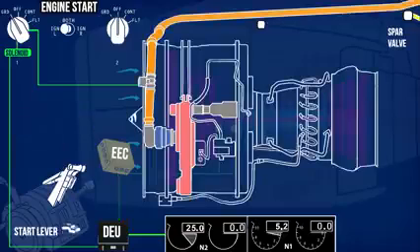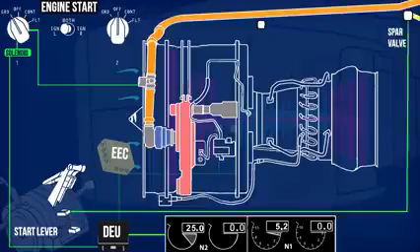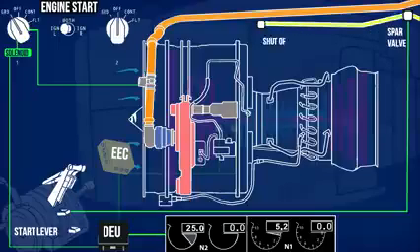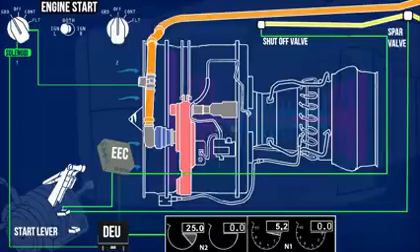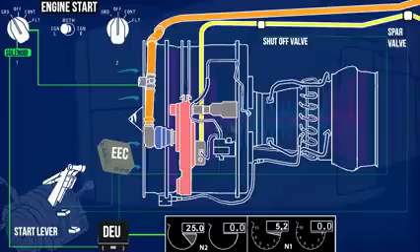Now move the start lever from cutoff to idle position. The start lever causes the engine fuel spar valve to open, and fuel reaches the engine shutoff valve. The start lever also sends an electrical signal to the electronic engine control. The EEC commands the engine shutoff valve to open, transferring fuel to the engine fuel pump, mounted on the accessory gearbox. The fuel pump increases the fuel pressure and transfers it to the fuel metering valve. EEC now controls the rate of fuel flow by controlling the fuel metering valve, which transfers the fuel into the combustion chamber through the fuel nozzles.